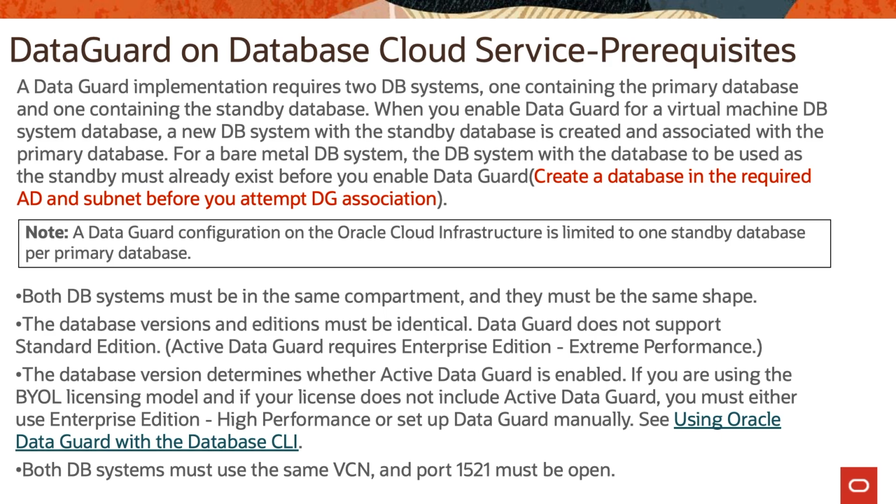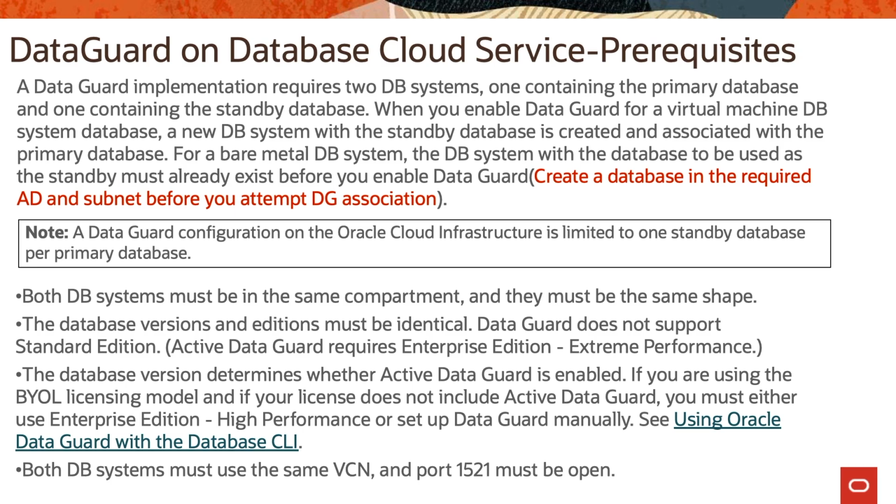But for a bare metal DB system, the DB system with the database to be used as a standby must already exist before you enable the data guard. It means you need to create a database in the required availability domain and subnet before you attempt a DG association for bare metal database systems.